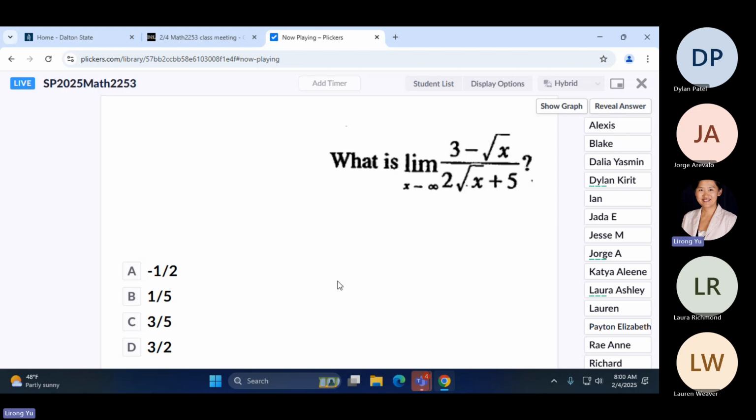Okay, on the board is today's attendance question. You have a limit at infinity, x approaching infinity. We're trying to find the ratio between 3 minus root of x divided by 2 times root of x plus 5. So when x is approaching infinity, you can imagine x is taking on an increasingly large number.